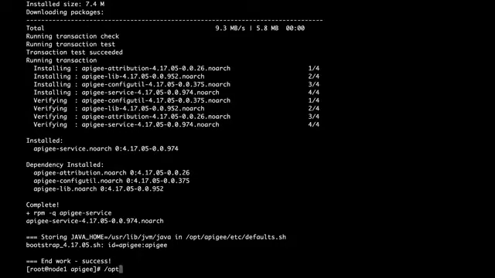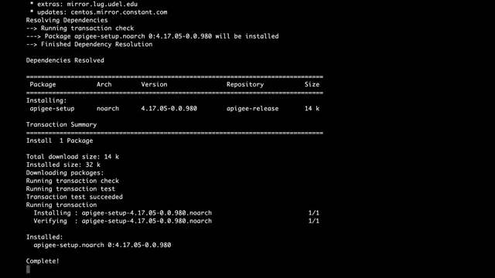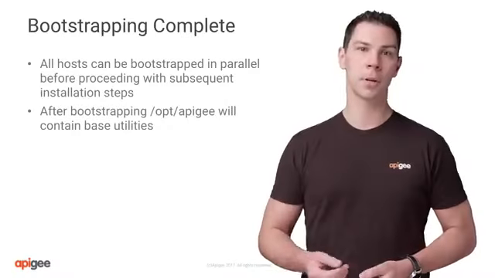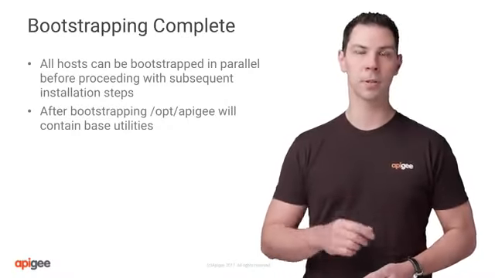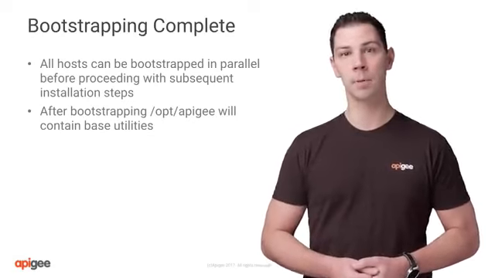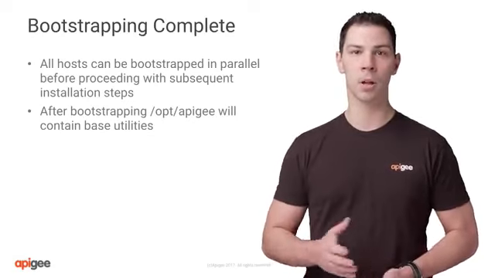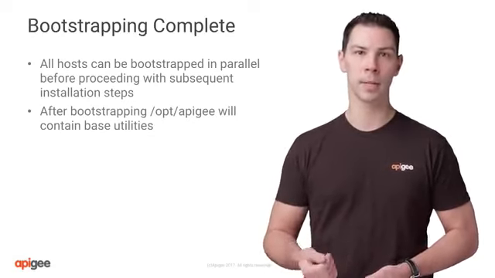The final step in the bootstrapping process is to install the Apogee setup utility. This utility is not automatically installed by the Bootstrap script, but it is required to drive the remainder of the installation. To install the utility, run apogee service apogee setup install. At this point, we have successfully bootstrapped the first host in the cluster. The same bootstrapping process can be completed across all other hosts at this time, before we continue on with other parts of the installation.